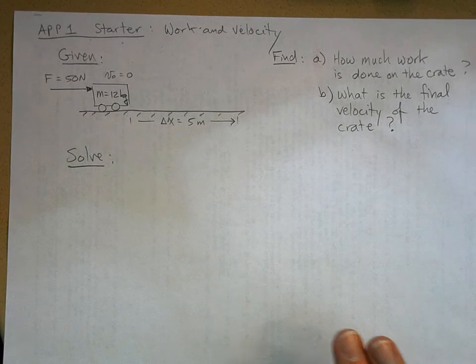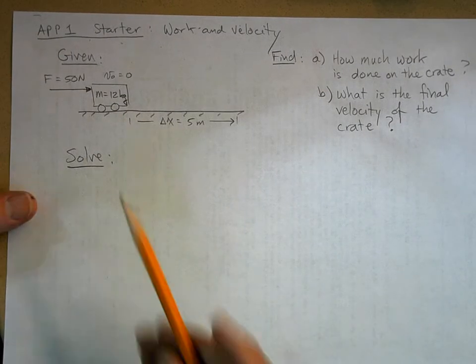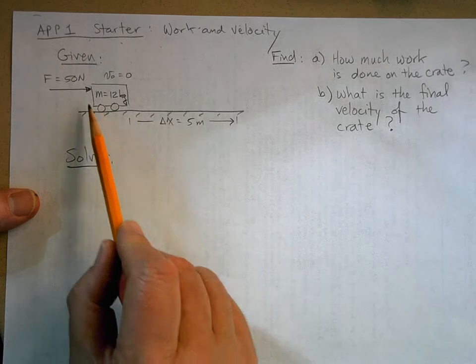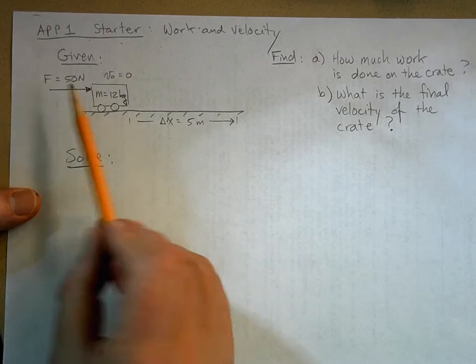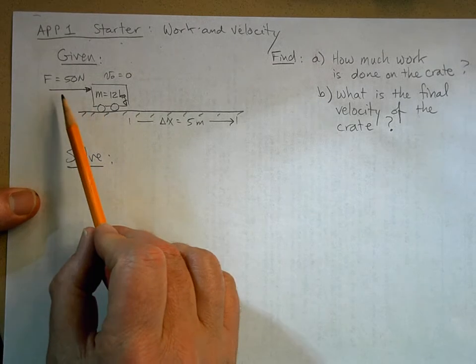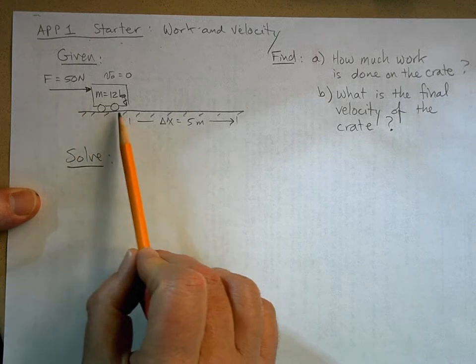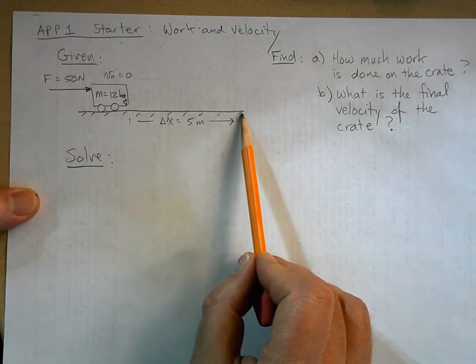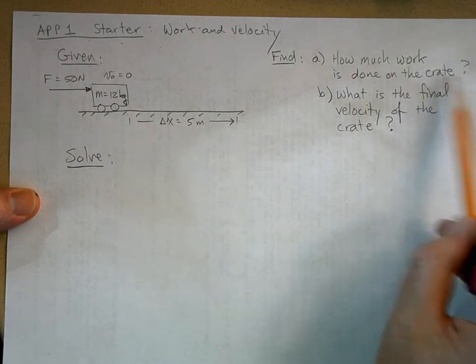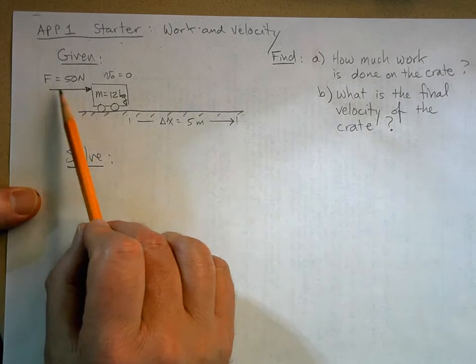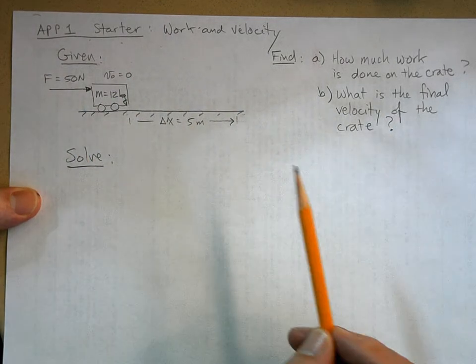So here's our starter problem. We have a crate that has a mass of 12 kilograms. It's on wheels, so there's no friction. We're going to push it with 50 newtons of force through 5 meters of displacement. And it's real simple. I just want to know how much work was done on the crate by this force, and what is the final velocity of the crate.